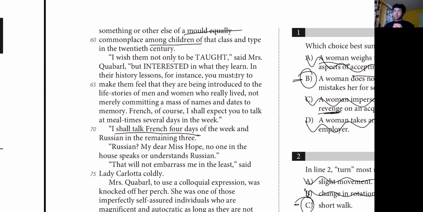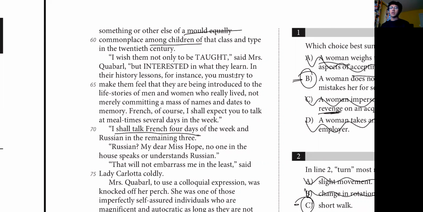Not just a history book where it just says, oh, here's a date, like Abraham Lincoln died this year, or this was when the Civil War was, or whatever, right? She wants them to be actually interested in the stories of these men and women. And then French is to be spoken during mealtime several days a week. So that's basically applicability, right? She wants French to be spoken very, very frequently.